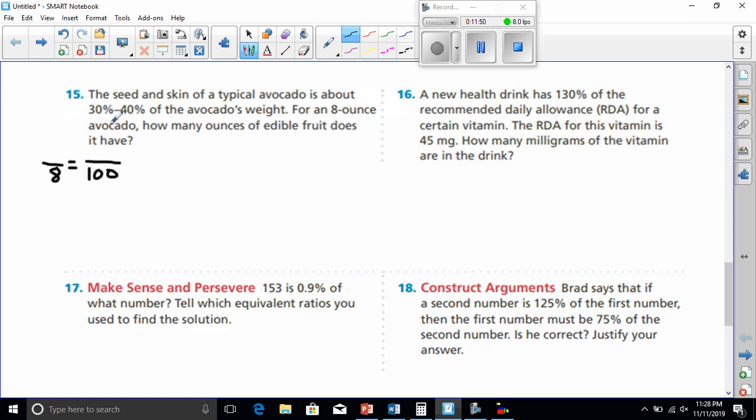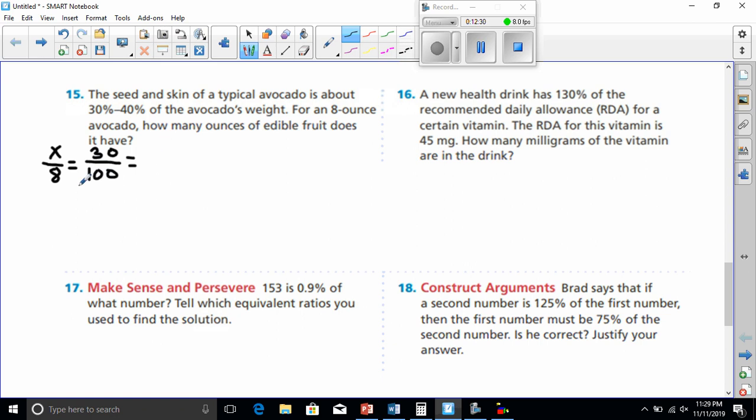And I know that in some cases, 30% of it is the skin and the seed, which cannot be eaten. And I'd have to find how much of that avocado is not edible. Well, if I do this, I realize it's going to be 8 times 30 because I have to multiply 8 to this side. Or I could even say 30% would be turned into 0.3. But I'm going to do it the percentage way here. 8 times 30 is going to be 240.